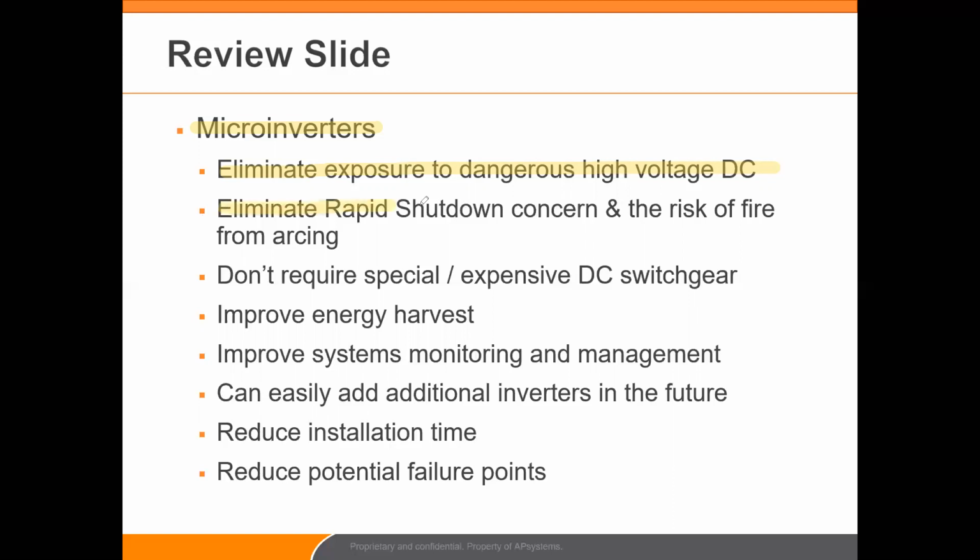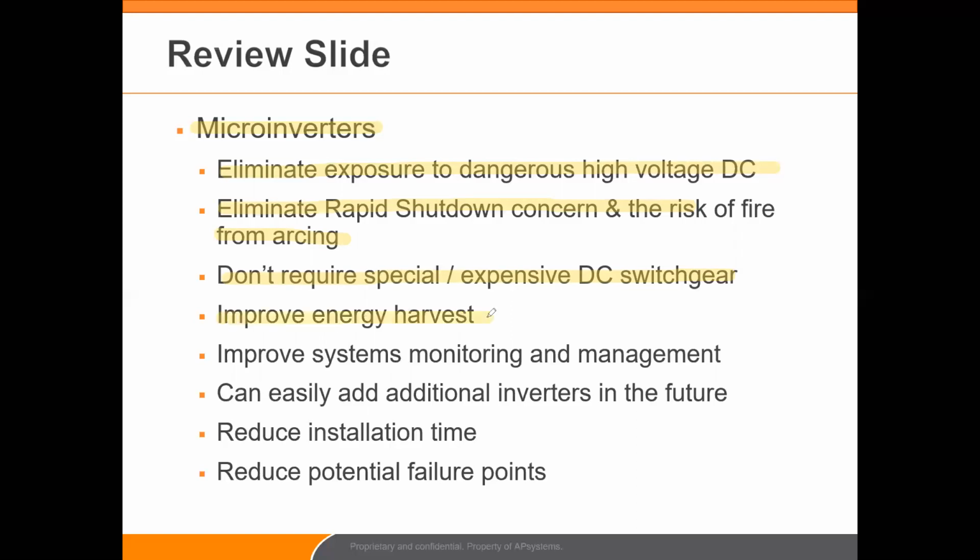This also eliminates rapid shutdown concerns and the risk of fire from arcing. Because we're dealing with low voltage DC and AC coming off the roof, and without the presence of AC these units shut down immediately, they meet the rapid shutdown requirements for NEC 690.12 2017. Done. No special gear, no special DC switchgear needed for any AC system like the microinverter.